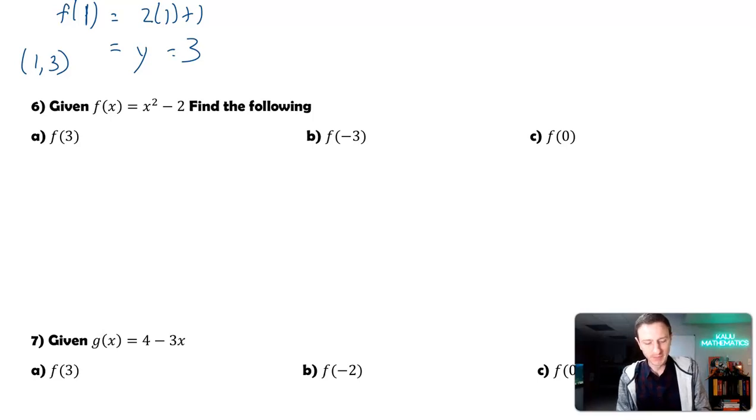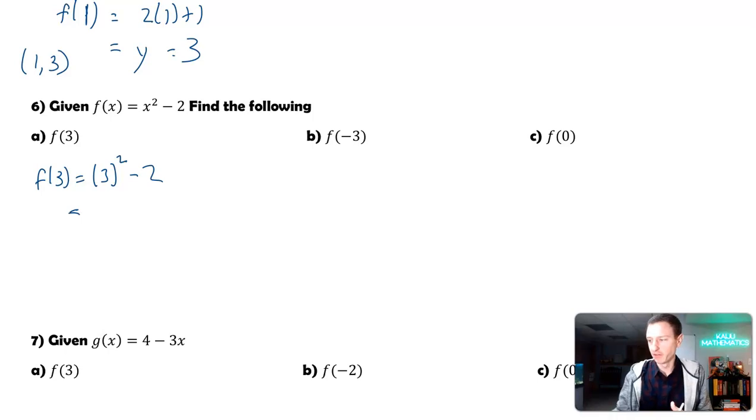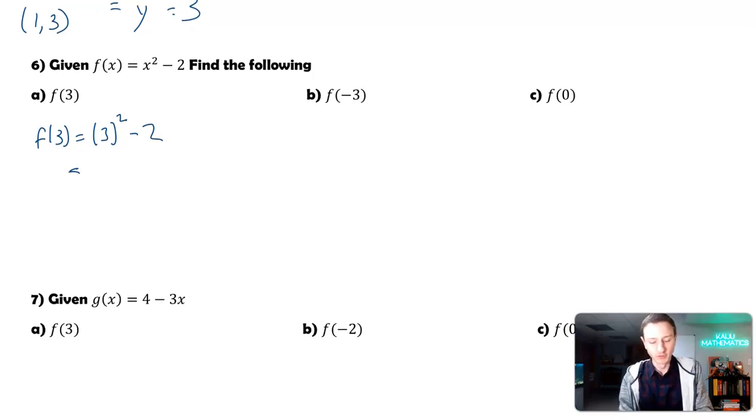F of 3, that means I'm taking 3 and plugging it into the function. So f of 3 is equal to, I'm taking x and replacing it with 3. So 3 squared minus 2. And I would just get in the habit of, when you're replacing x, especially with exponents, just put parentheses around that x, because when you're dealing with negatives and exponents, I'll talk about that with letter B, but it's a small detail and a really important detail. So I'm doing 3 squared minus 2. 3 squared is 3 times 3, which is 9. 9 minus 2 is 7. So the ordered pair that this would generate would be 3, 7.